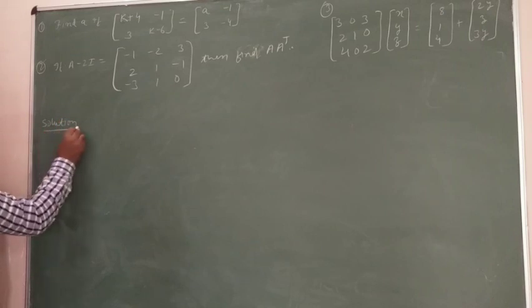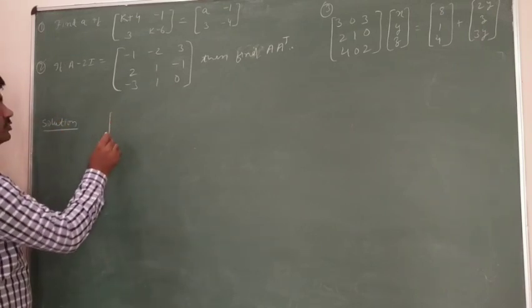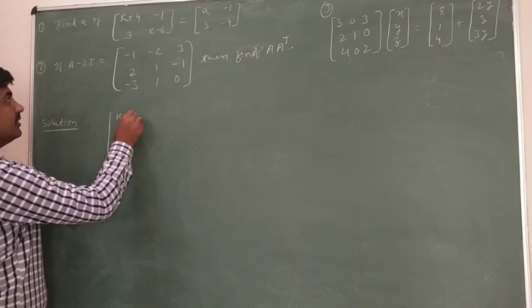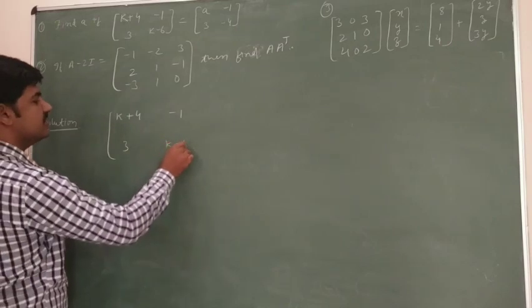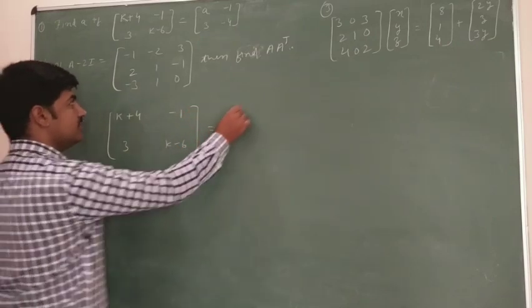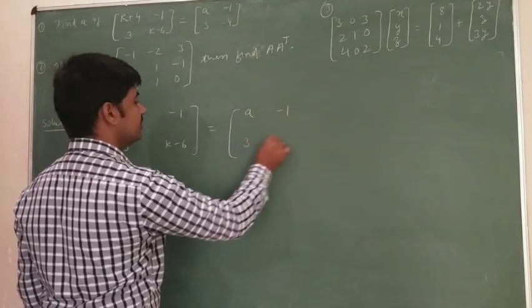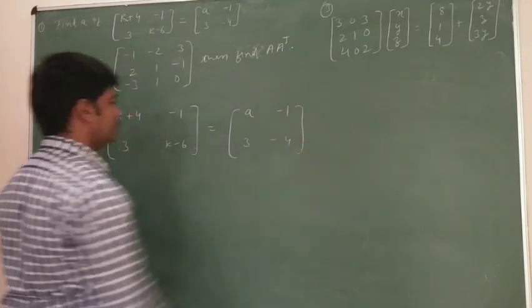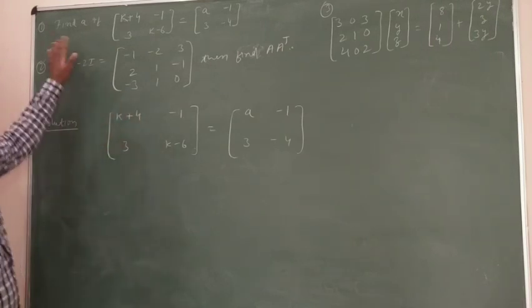The solution of the first question I am writing here. Two matrices are given equal, students. Which are those two matrices? K plus 4, minus 1, 3, K minus 6. This is a square matrix of order 2, and this side also a square matrix of order 2: A, minus 1, 3, minus 4. What we have to do is find the value of A.